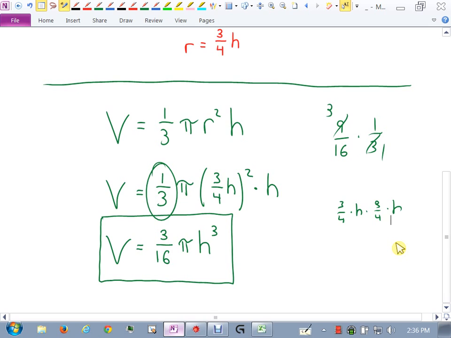Now what? I only have 4 minutes, 3 minutes. Find the derivative of that with respect to time. So what's the derivative of the left side? dV/dt. It's still with respect to time. And then we had 3/16 pi, that's all a constant. Now the derivative of h cubed, 3h squared times dh/dt.